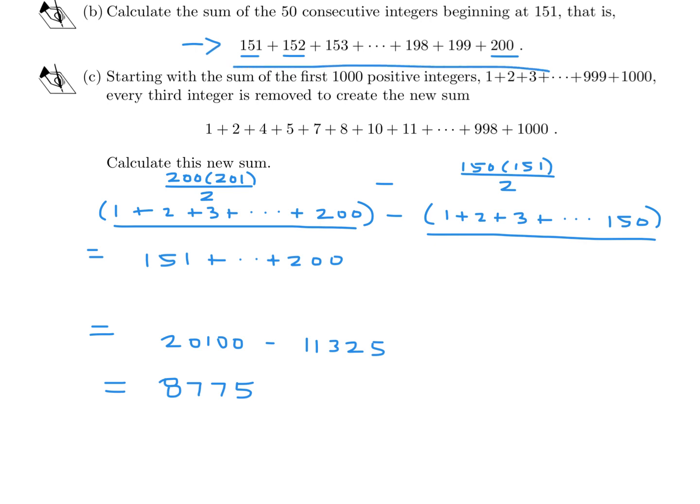And part C says, starting with the sum of the first 1,000 positive integers, every third integer is removed to create a new sum. Calculate this new sum.